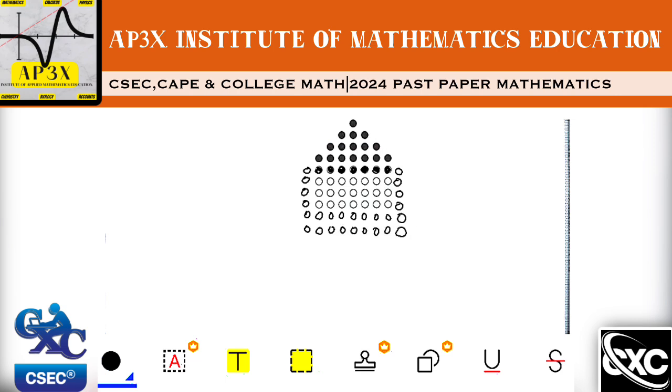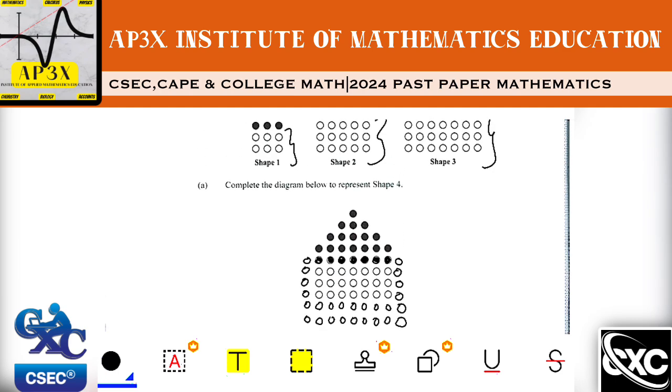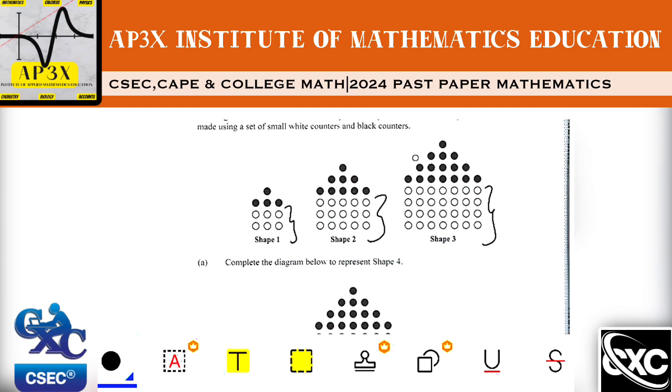Right, so now we end up having 1, 2, 3, 4, 5 rows of black, and we have 1, 2, 3, 4, 5 rows of white, because here we had 1, 2, 3, 4 rows of black, and we also had 1, 2, 3, 4 rows here of white.